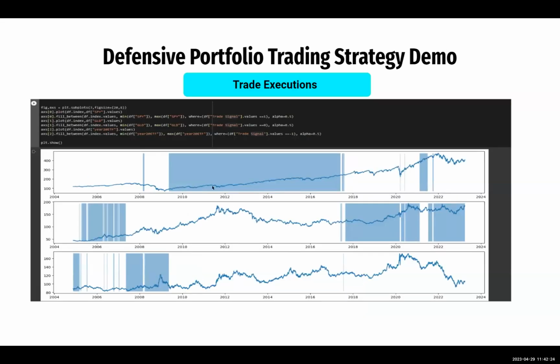This showcases the price data for the three assets we have: SPY, gold, and the 20-year bond. The blue region indicates the time where we rotate capital to the corresponding asset. For example, here we rotate to the S&P. Here is gold. Here is the 20-year bond.